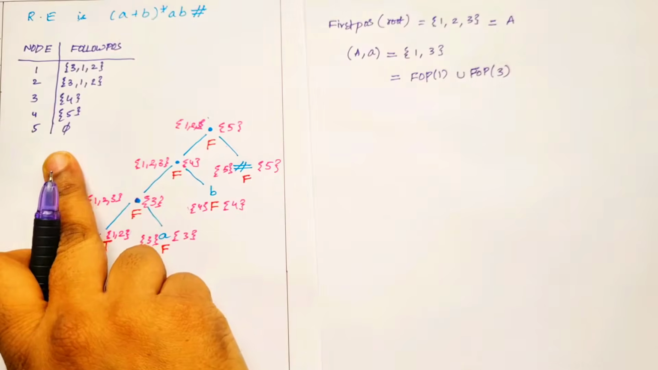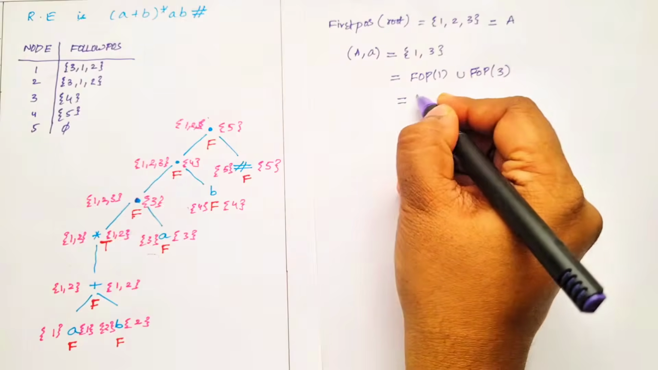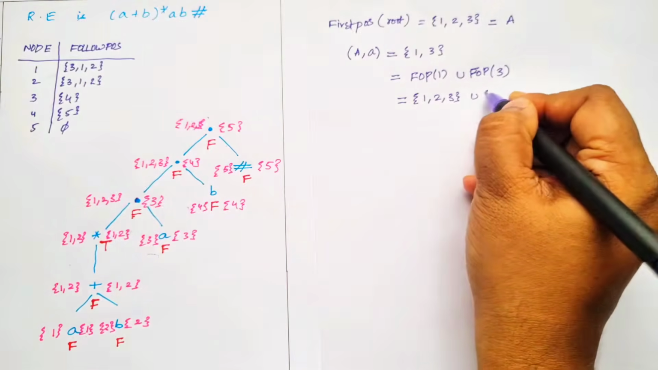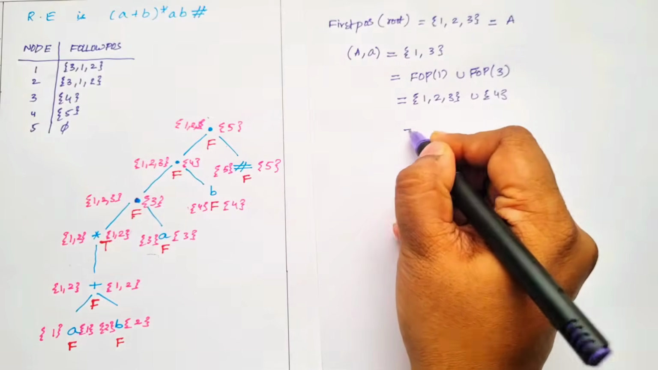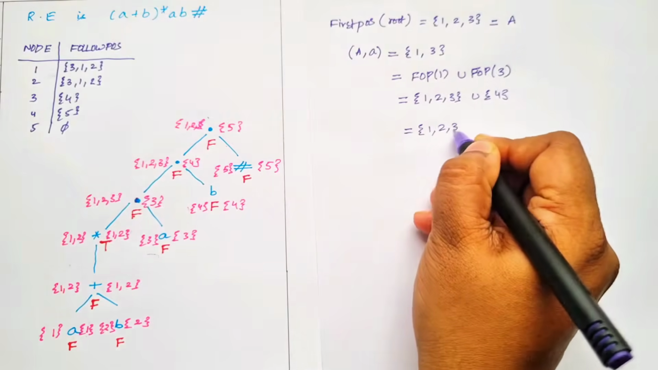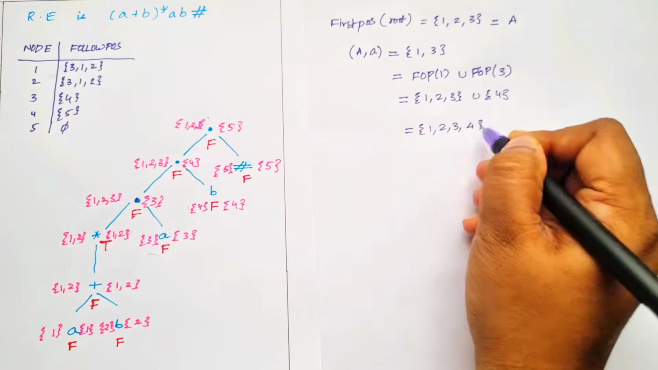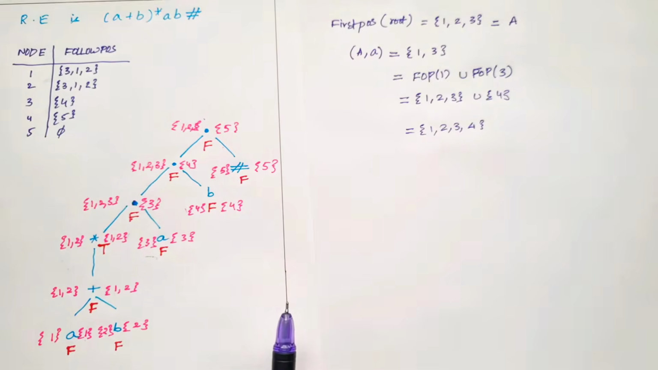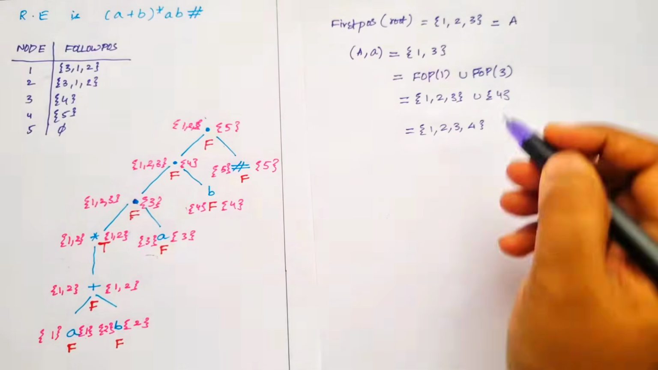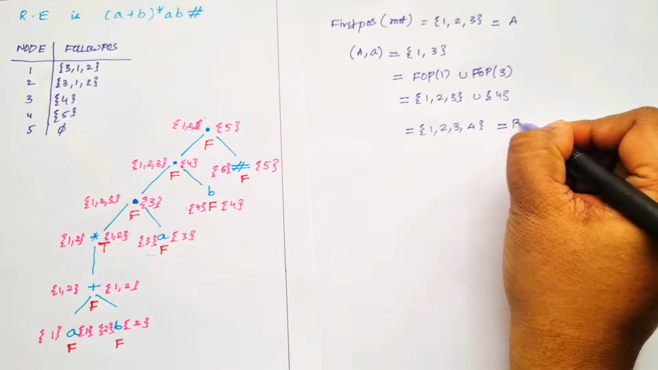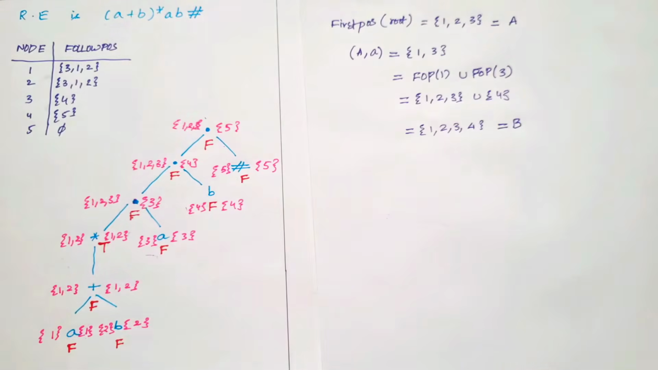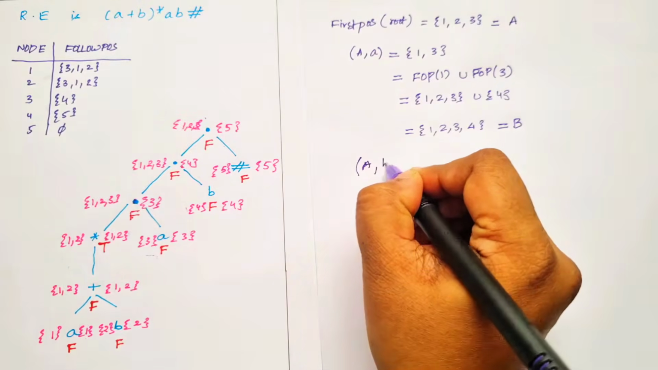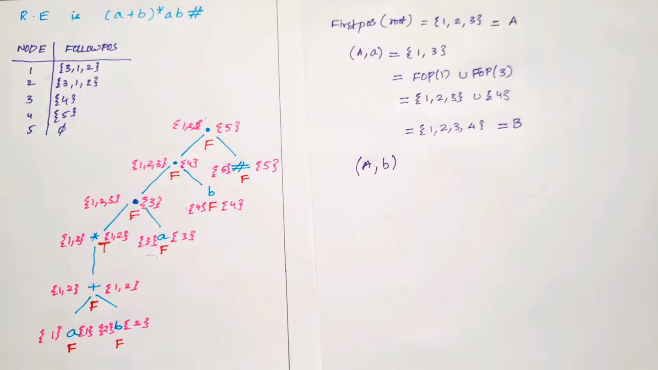See the table here. What is the follow position of 1? 1, 2 and 3. Follow position of 3 is 4. What are you getting here? 1, 2, 3 and then 4. Now I have considered 1, 2, 3 as state A and now I am getting 1, 2, 3, 4. Now this one you can consider as new state B. Okay. Now again I have to find the transition of capital A on small b.